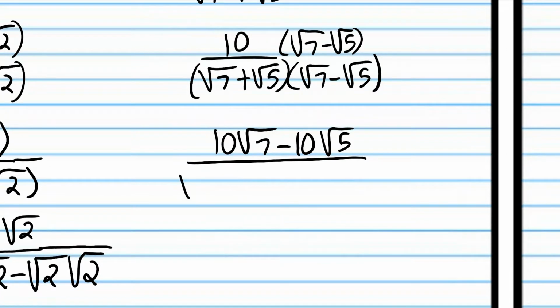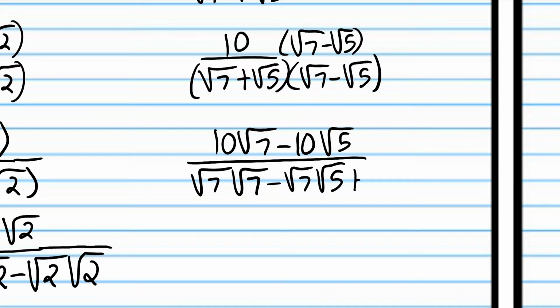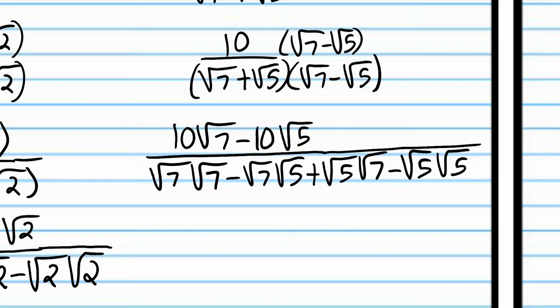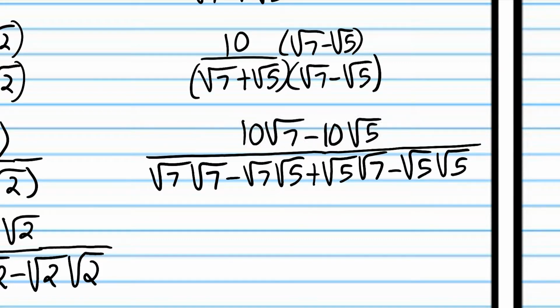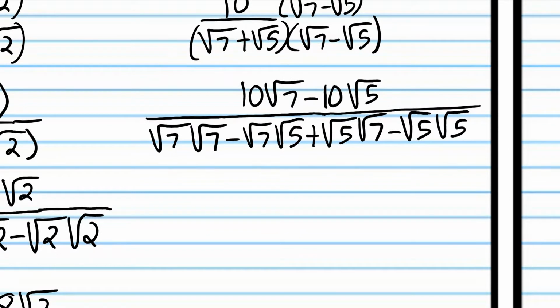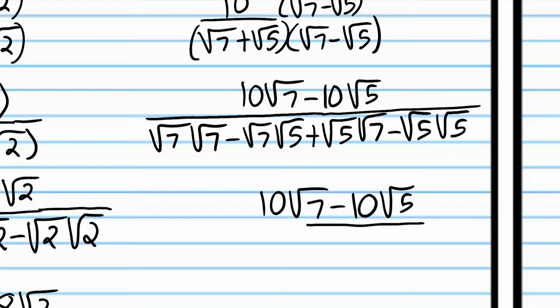And in the bottom, we have root 7 times root 7, root 7 times negative root 5, and root 5 times root 7, and root 5 times negative root 5 is negative root 5 times root 5. And it's nice to have your numerator right in the center. It just kind of ends up drifting off there. Okay, so there's nothing we can really do in the numerator. Just have to keep that there.